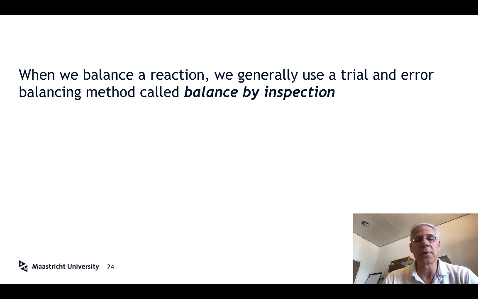Now, when we balance a reaction like that, we generally use what's called a trial and error balancing method called balance by inspection. And all that means is you keep trying, making small adjustments as you go. If the numbers start to get too big, that probably means that you've made a mistake somewhere and you need to take another look at your numbers, maybe even start over.